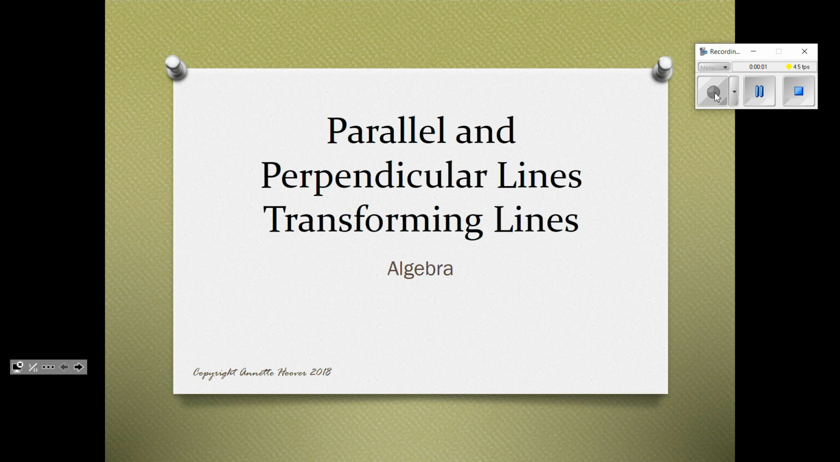In this lesson, we're going to look at how to create lines that are parallel and perpendicular to other lines. We have been looking at writing equations in slope-intercept form and in point-slope form. And we're going to be using all of that today to look at parallel and perpendicular lines.